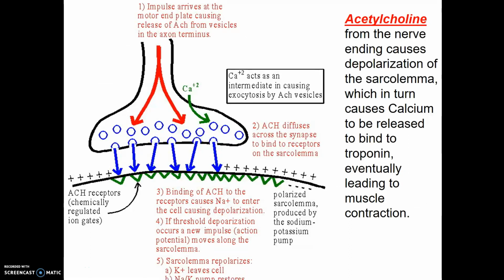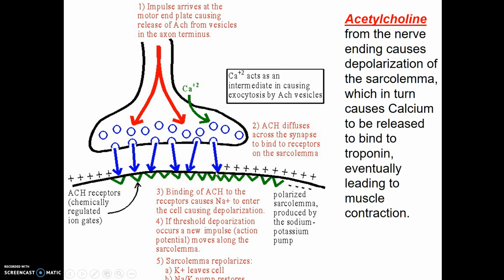So acetylcholine, again, the brain says, hey, let's move my arm. So an impulse goes down, action potential goes down my nerve. It releases acetylcholine, ACh. As soon as that's released, it depolarizes the sarcolemma, the cell membrane.